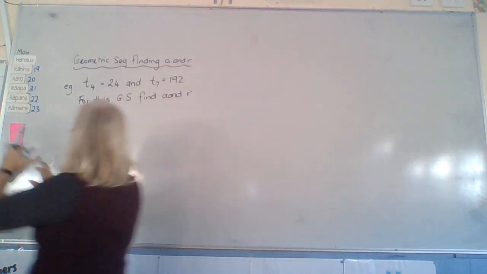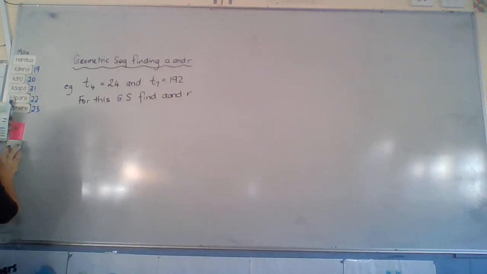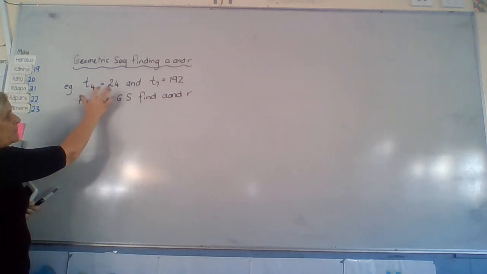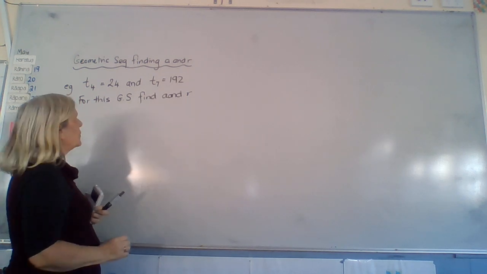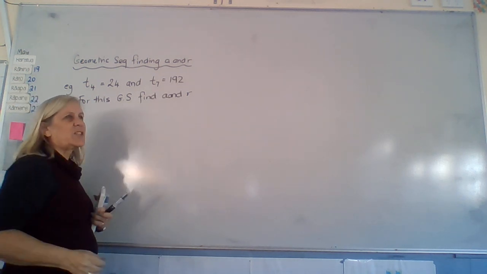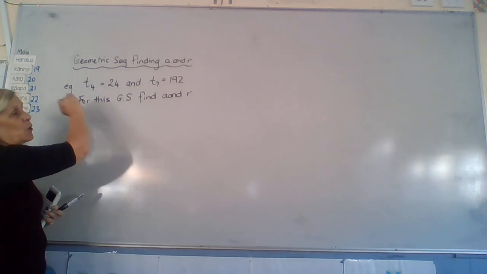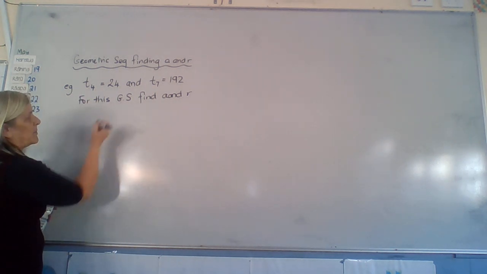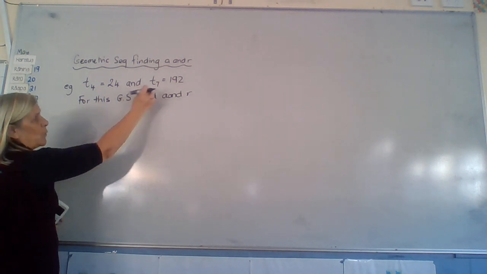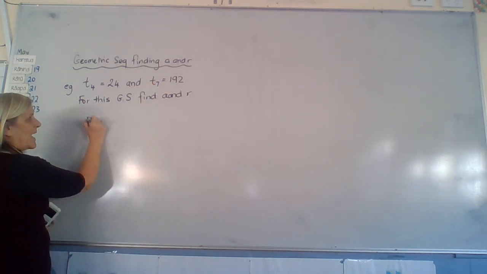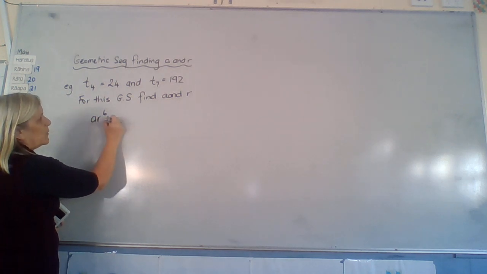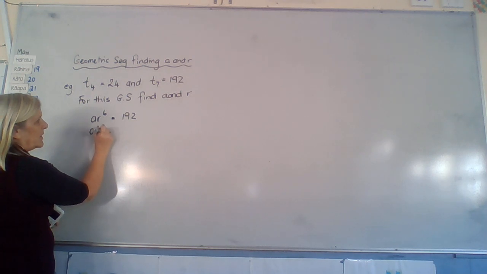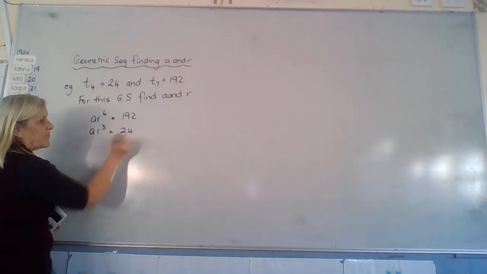So what we're going to do is use the formula. In this case, we've got T of 4 equals 24 and T of 7 equals 192. We have to know it's a geometric sequence because we could make this behave like an arithmetic one. All right? But we're told it's geometric. So we write the formula for this term. This term's formula is A r to the power of 6 equals 192. For this one, it is A r to the power of 3 equals 24.